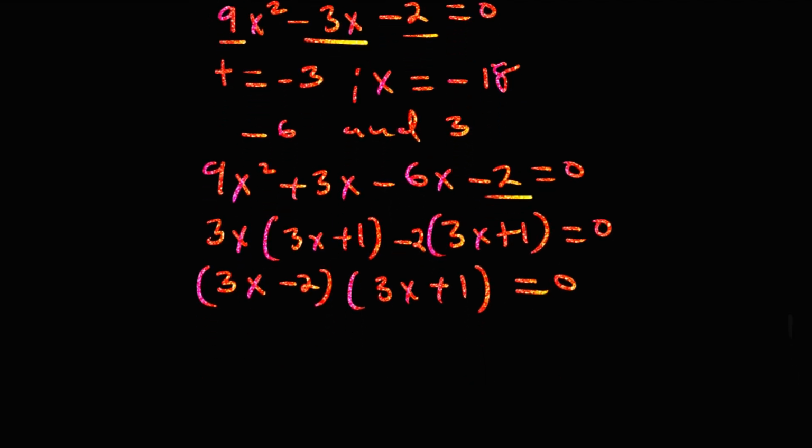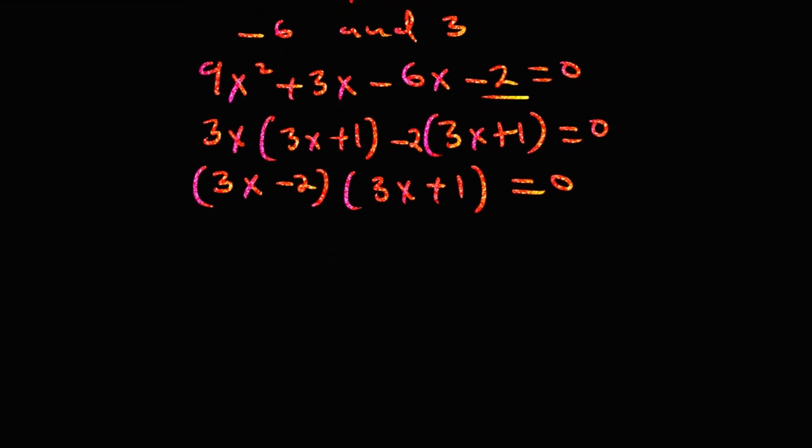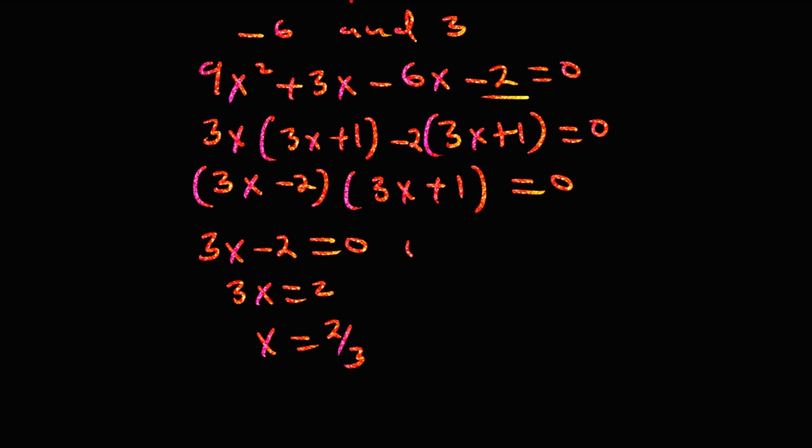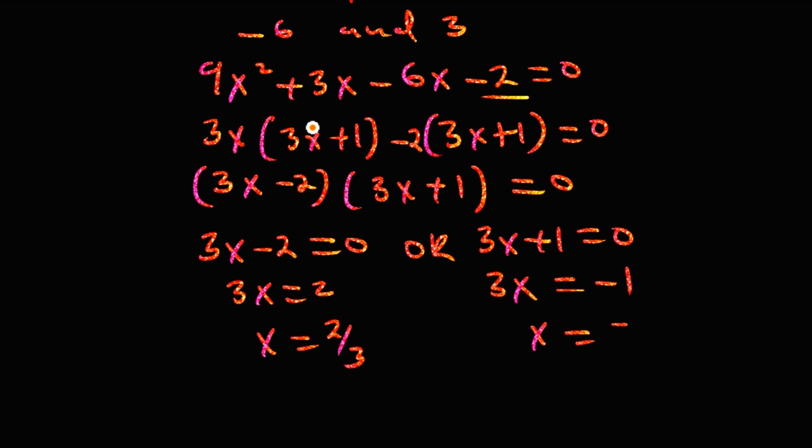So we have two numbers that when we multiply we get 0. This only means that one of them must be 0. So we can take that 3x minus 2 is the one that is equal to 0, so that 3x equals 2 and x equals 2 over 3. Or we could take that 3x plus 1 is the one that is equal to 0, so that 3x equals negative 1 and x equals negative a third.